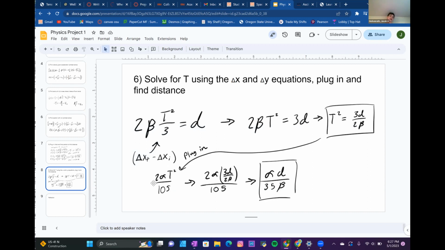So we plug that T squared into here, and you could see that it kind of cancels out nicely to get alpha distance over 35 beta, which means that all we need now to find the actual distance is the angle at the certain point, which would be alpha and then beta. And since beta is the x angle, and alpha the y angle, sorry. So that's all we need to solve it.